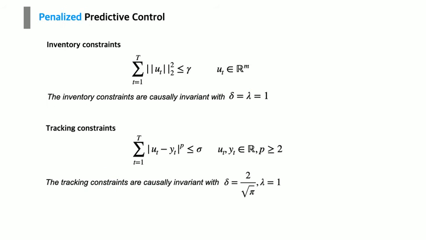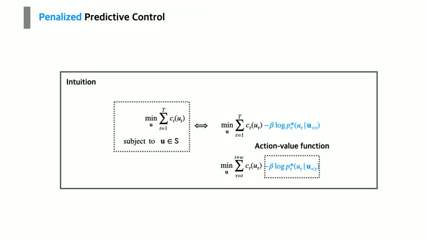Many time-varying, time-coupling constraints actually satisfy this assumption. For example, the inventory constraints widely used in energy storage and demand response problems are causally invariant with delta and lambda equal to 1. Similarly, the tracking constraints satisfy this assumption with different constants.